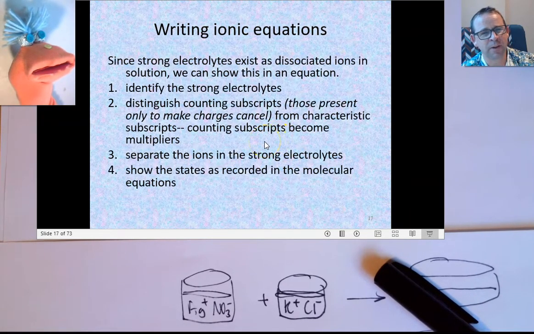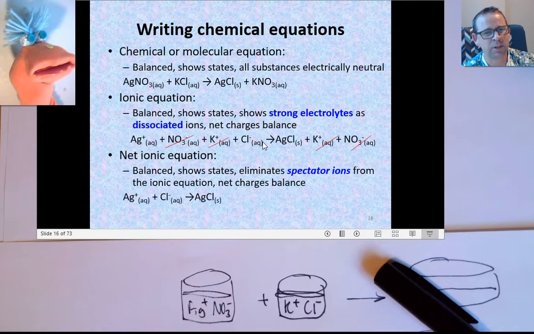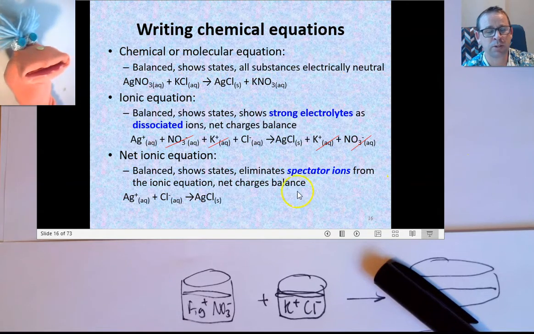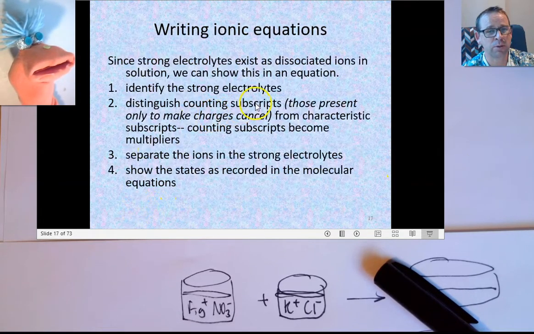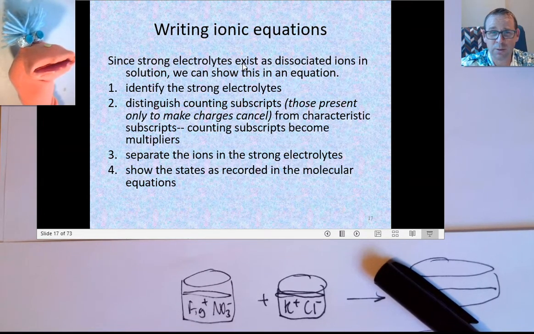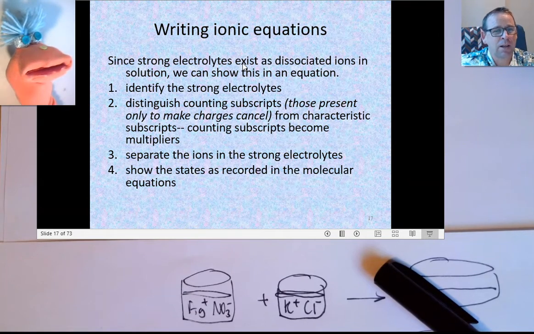So we identify our strong electrolytes, and in a chemical equation like this, generally the strong electrolytes will say aqueous, but we could always bring out our what? The solubility rules. That's right. You can always bring out your solubility rules to identify those strong electrolytes. Anything that's a strong electrolyte will be broken up in the ionic equation, right?